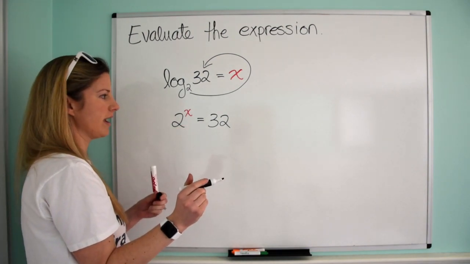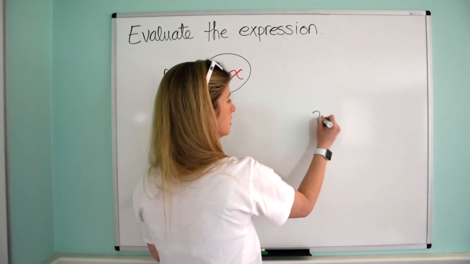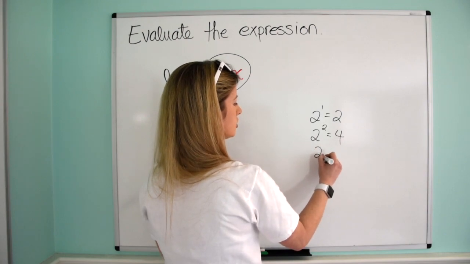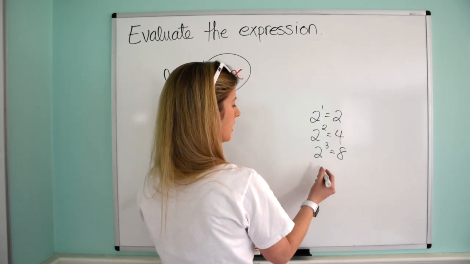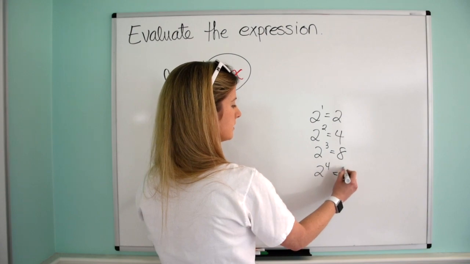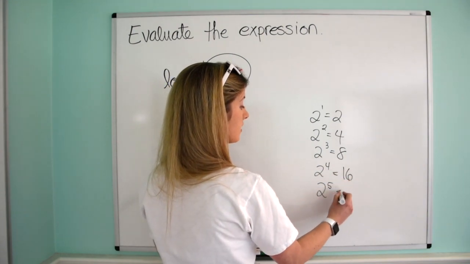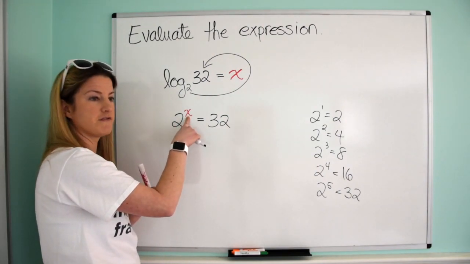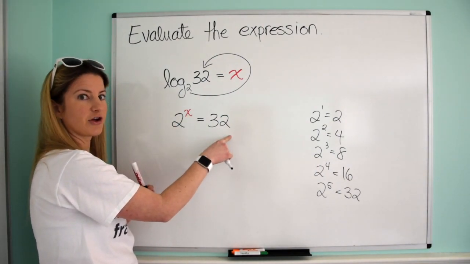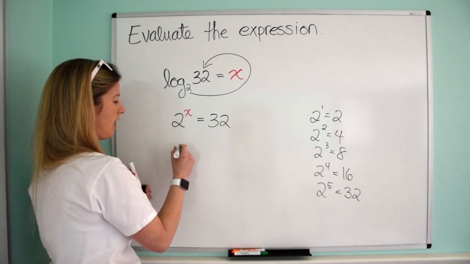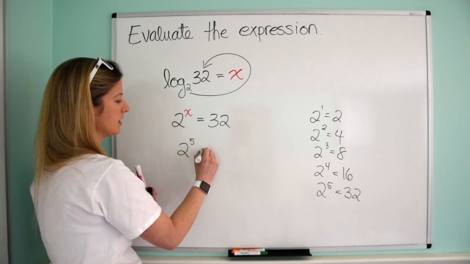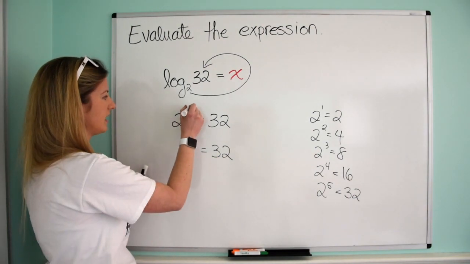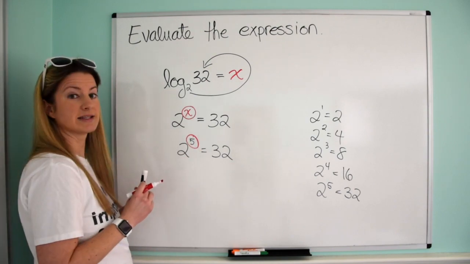If we think about it, 2 to the first is just 2. 2 squared is 4. 2 to the third is 8. I'm getting closer. 2 to the fourth is 16. And then 2 to the fifth is 32. So I need to raise 2 to the fifth power to get 32. So 2 to the fifth power equals 32. So in this case, x equals 5.